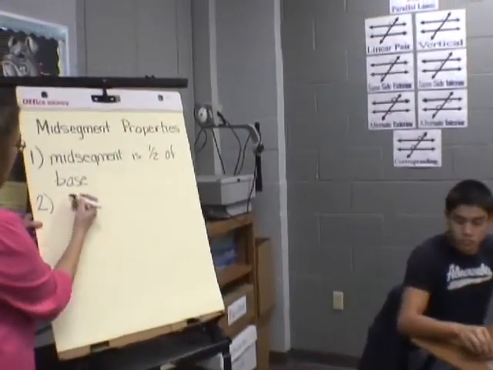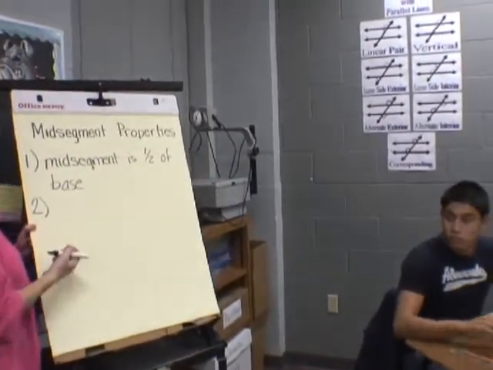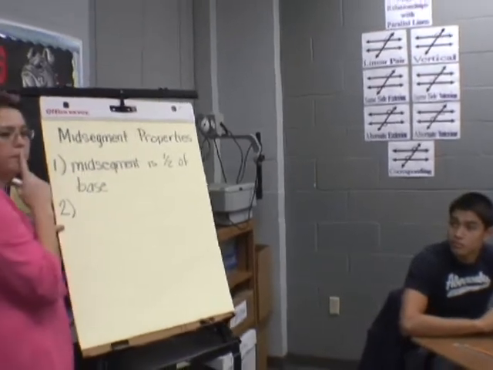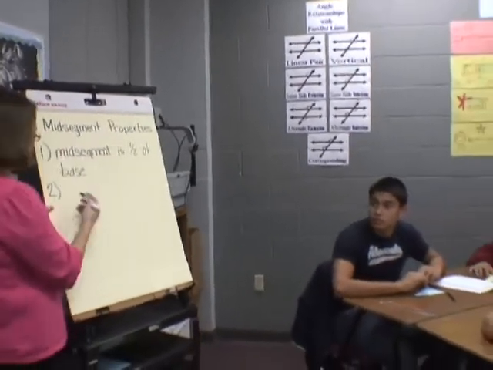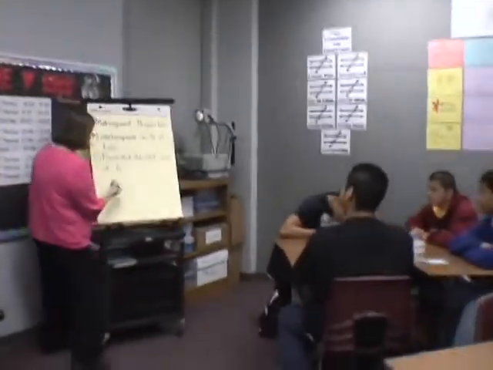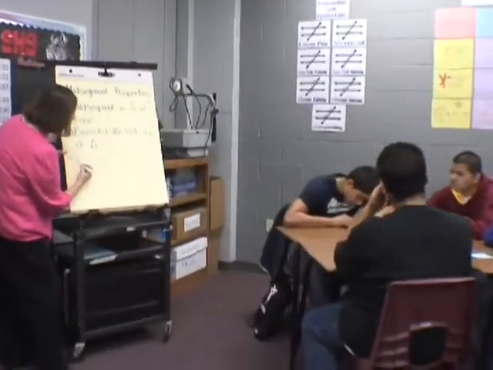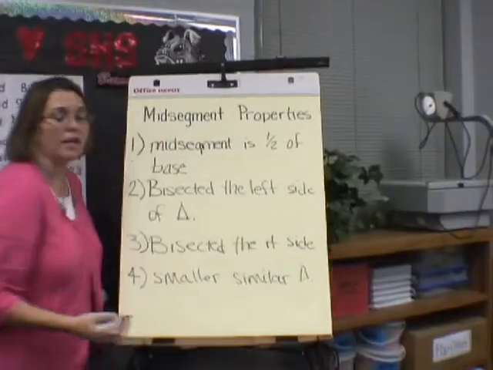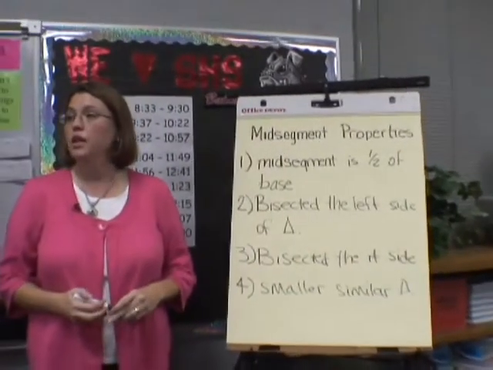What's a word that we use to say something got cut in half? Bisected. It makes a smaller, similar triangle. Oh, I like that. It makes a smaller, similar triangle. We just got finished talking about similar triangles in Unit 4.